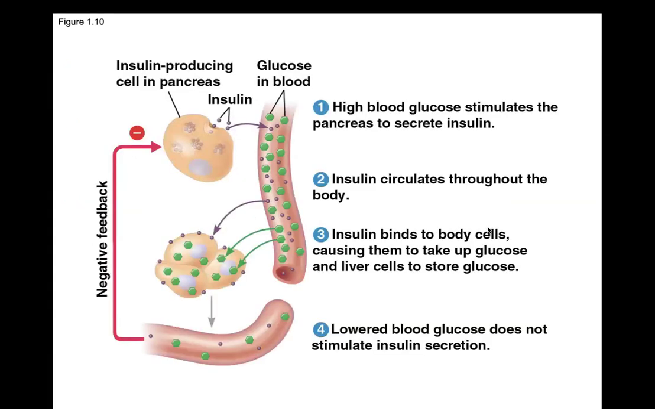So here, for example, of negative feedback, we have high blood glucose will stimulate the pancreas to secrete insulin. Insulin circulates throughout the body. Insulin binds the body cells, causing them to take up glucose, and the liver to store glucose, and this will lower the blood glucose levels. As blood glucose levels get lowered, you stop secreting insulin. Here, the outcome turned off the effect.